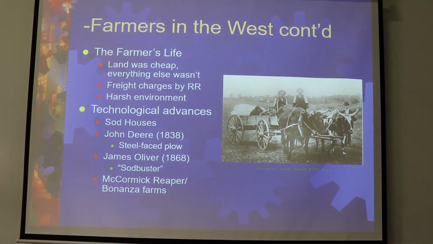John Deere in 1838 developed a steel-faced plow, which was good at breaking up the dirt, but it was expensive because they hadn't developed the Bessemer process yet. James Oliver designed a much cheaper sod buster in 1868 that was much more affordable. Then he had things like the McCormick Reaper that you used to be able to harvest 2 acres in 1 day. Now, with the McCormick Reaper, you could harvest 2 acres in 1 hour.